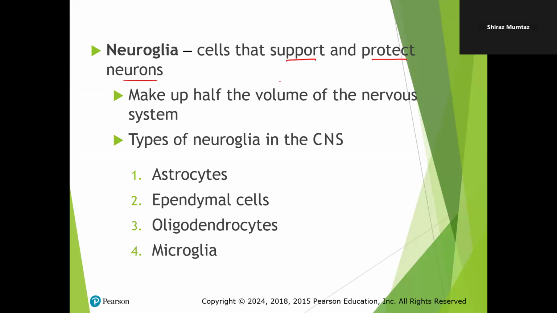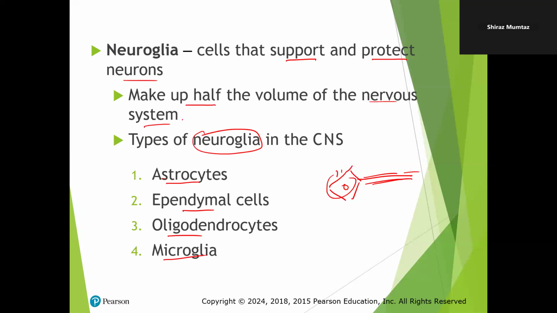We have the structure of the neuron by itself, with the axon, the cell body and everything, the dendrites coming out, the axons coming out, but we need something to protect it. So there are different types of cells that protect it: the astrocytes, the ependymal cells, the oligodendrocytes, and the microglia. These neuroglial cells make up to half of the volume of the nervous system.